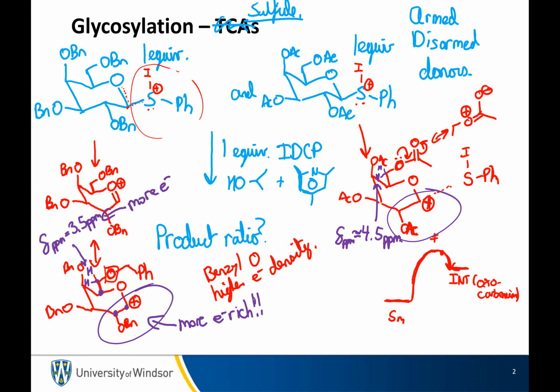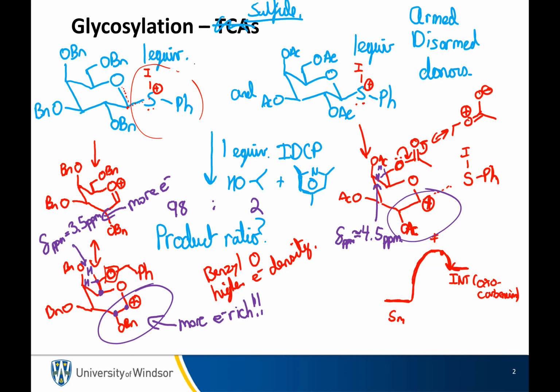If we actually take a look at the product ratio, it's like 98 to 2. Basically, almost all of this is going to be activated. Sorry, my pen sketched out. Almost all of that is going to be activated, and very little of the acetate protected one is going to be activated, because the benzyl protected one can form a more stable carbocation, so it forms more easily, so it forms faster. And so you basically get only benzyl protected. You don't see any of the acetate protected.